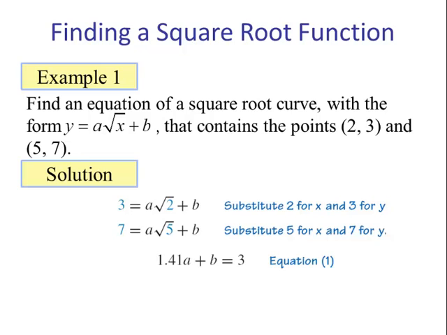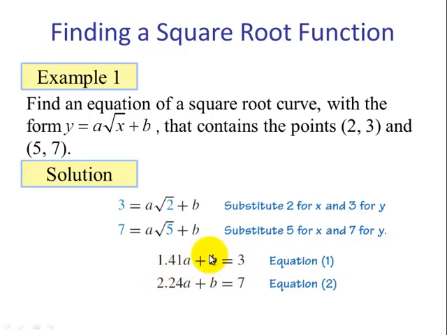Approximating the square root of 2, we have 1.41 times a plus b equals 3 from the first equation. And in the second equation, the square root of 5, which is approximately 2.24, times a plus b equals 7. So to solve this system, it's probably going to be easiest to do elimination.